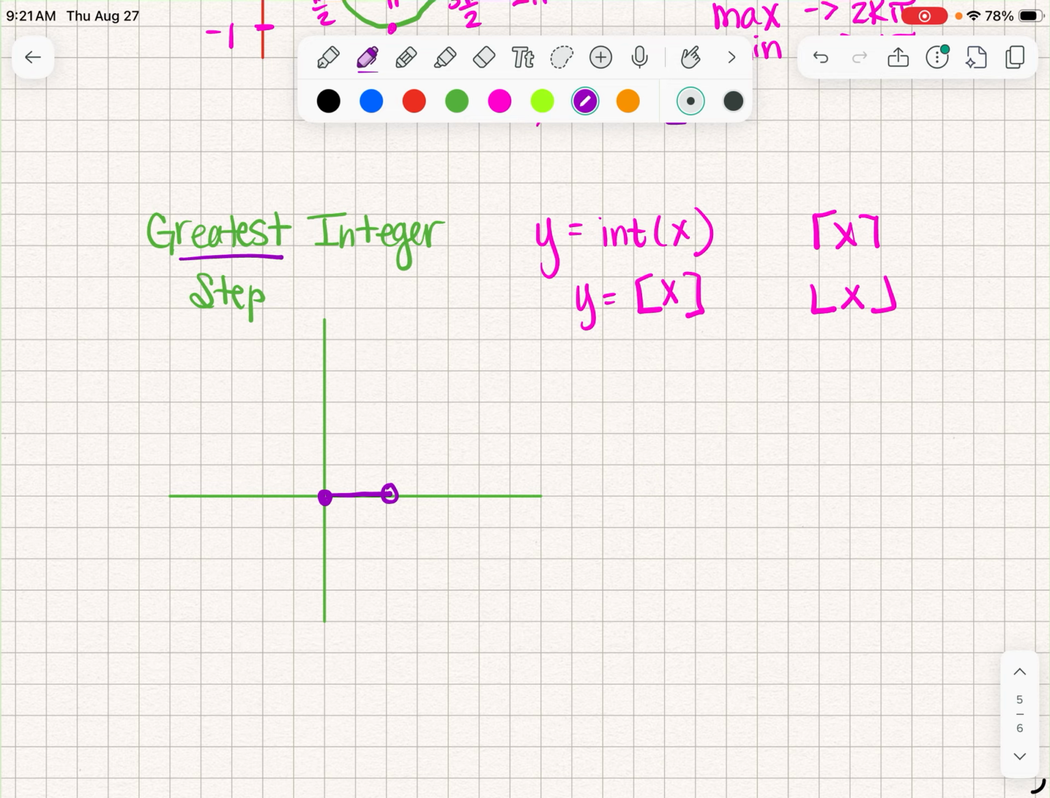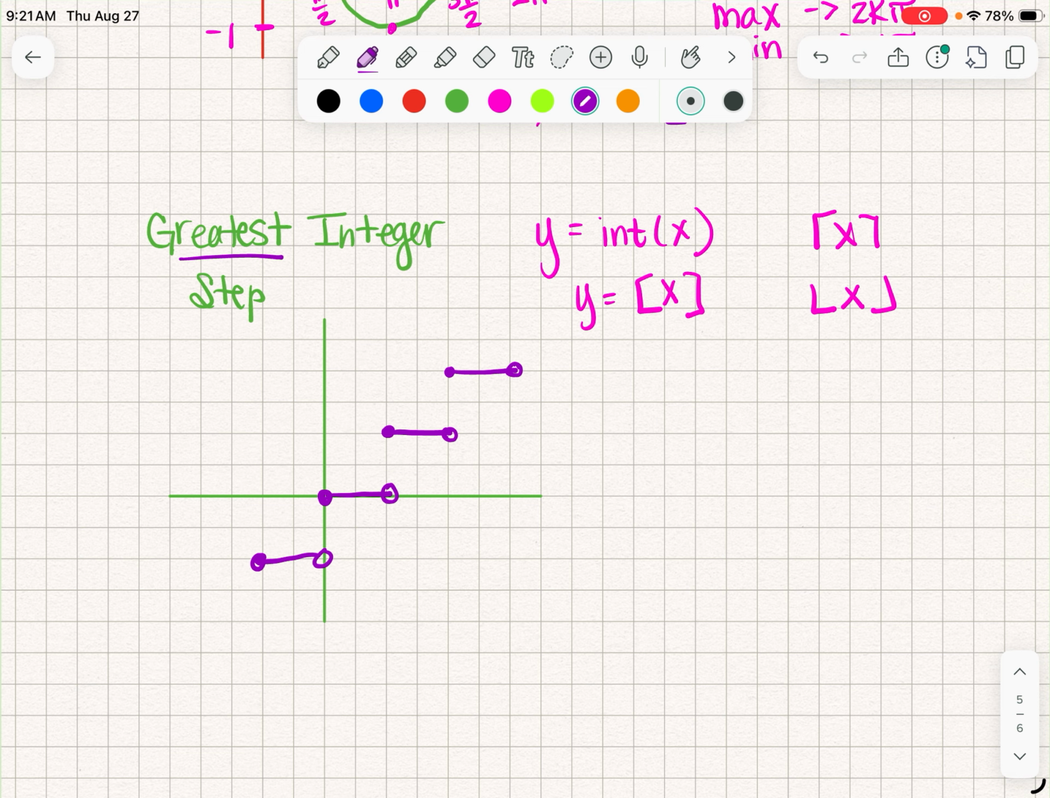So that's like for 0. And this one would be for 1. And this one would be for 2. And this one would be, let me make it that close. This one would be for -1, right? And so what you end up with are quite literally a bunch of steps.